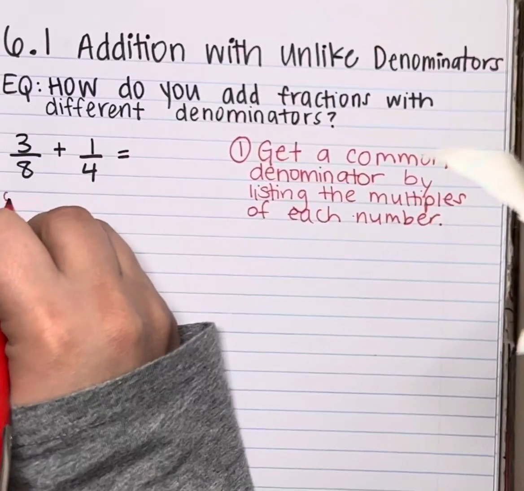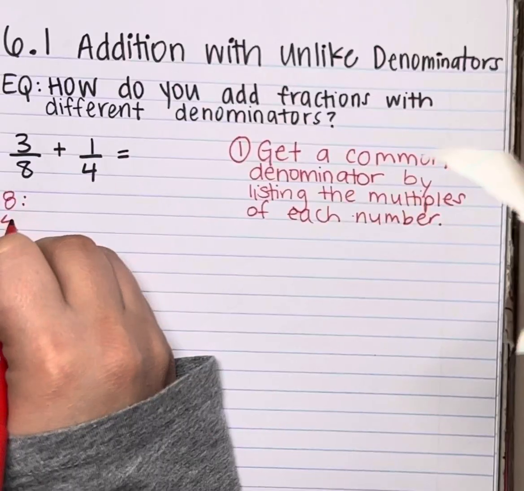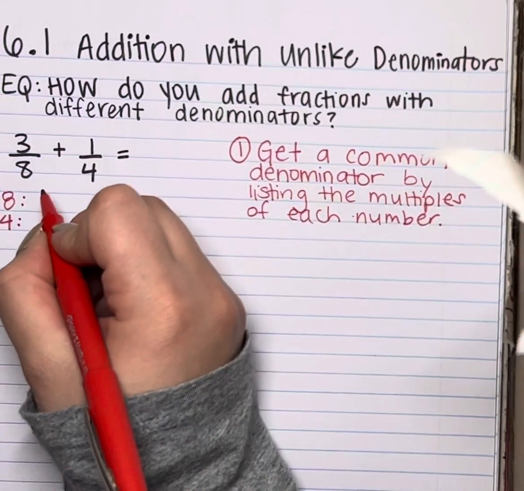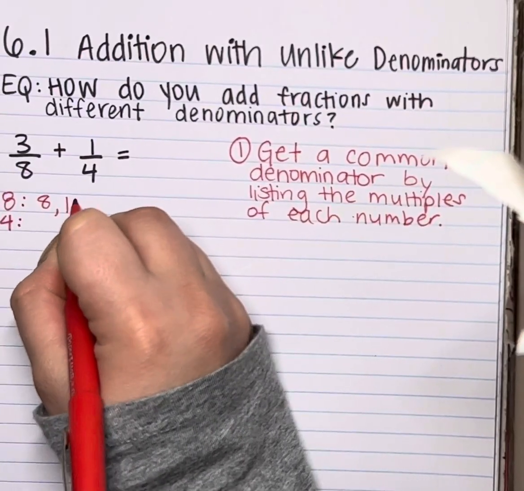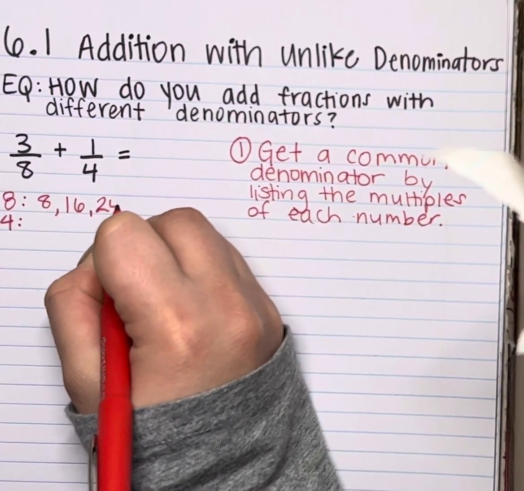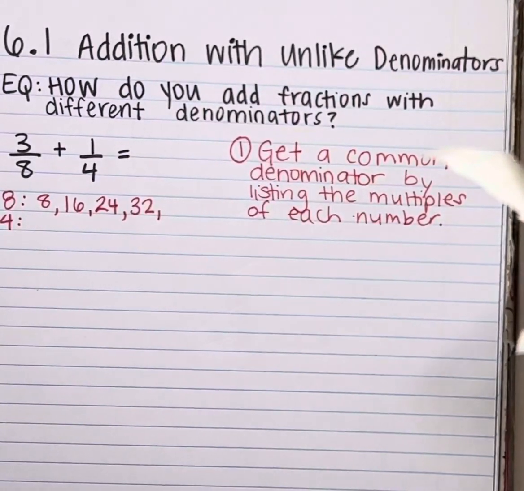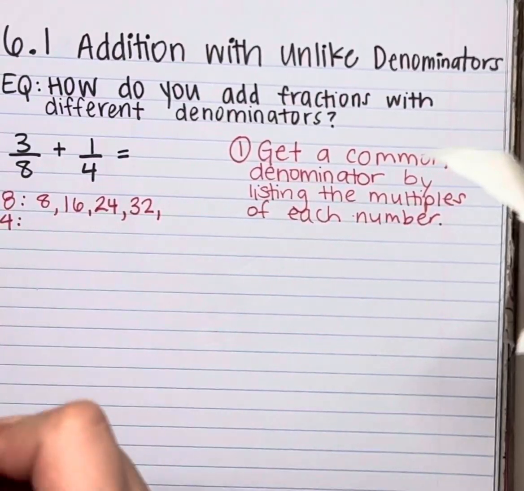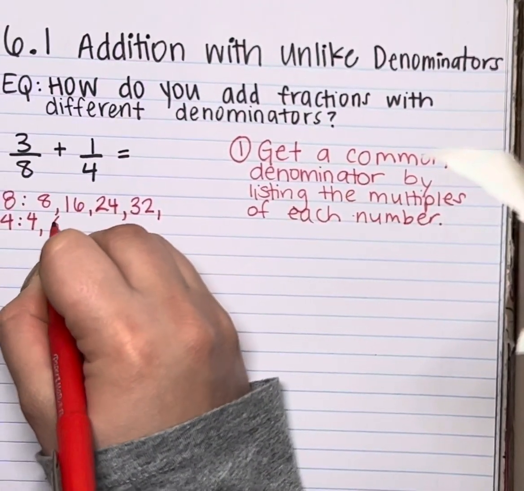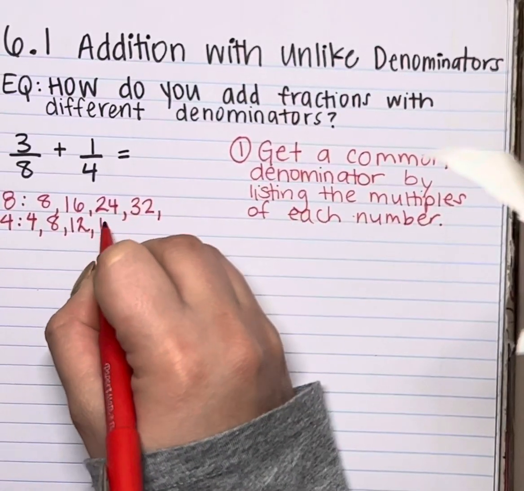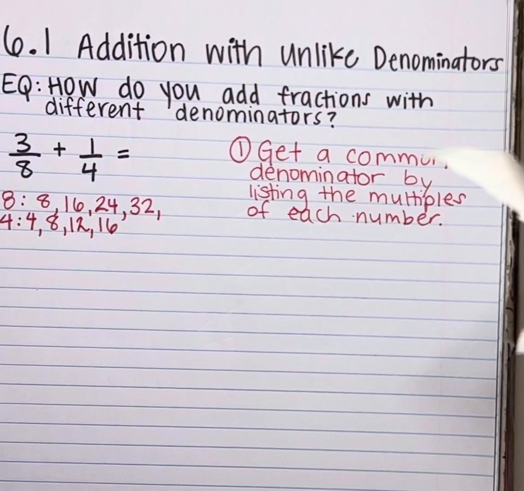And I'm going to show how I do that. I'm going to do multiples of 8, multiples of 4. So I'm going to do 8 times 1 is 8, 8 times 2 is 16, 8 times 3 is 24, 8 times 4 is 32, and let's see if that's enough. I'm going to do 4 times 1, which is 4, 4 times 2 is 8, 4 times 3 is 12, 4 times 4 is 16, and we're looking for the least common multiple that they have.